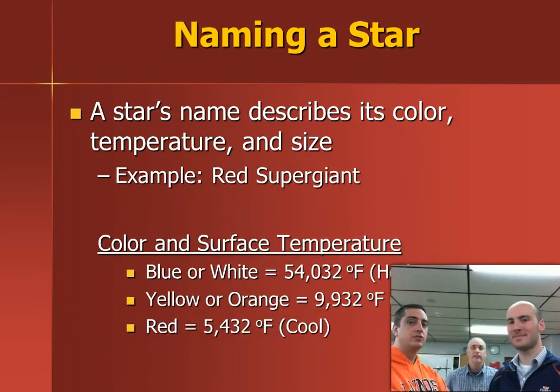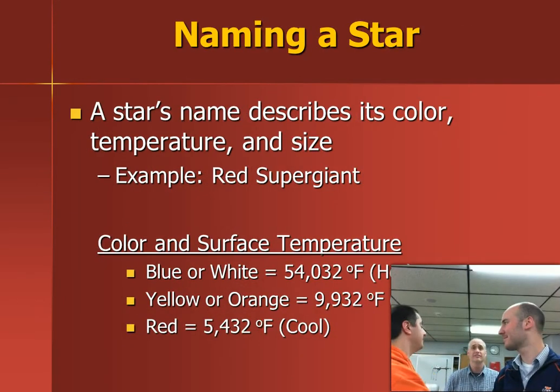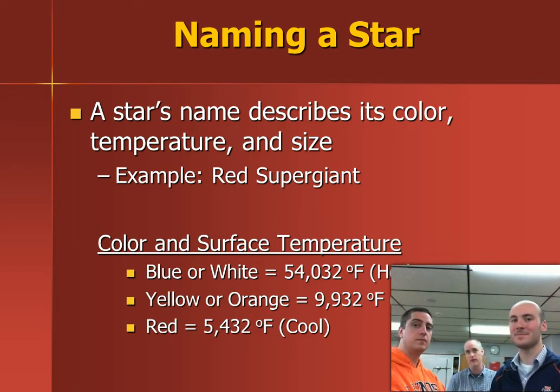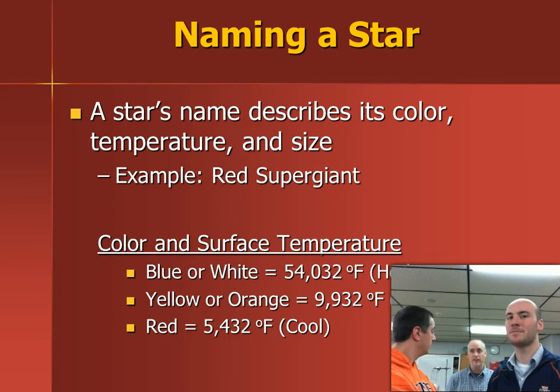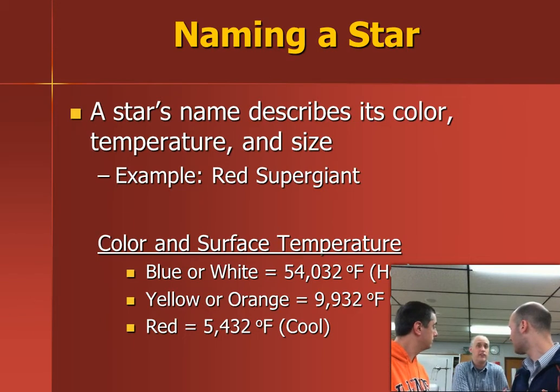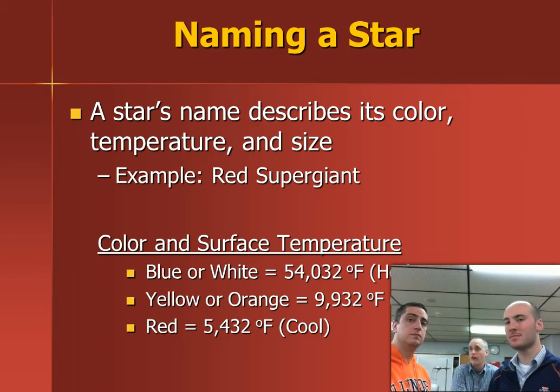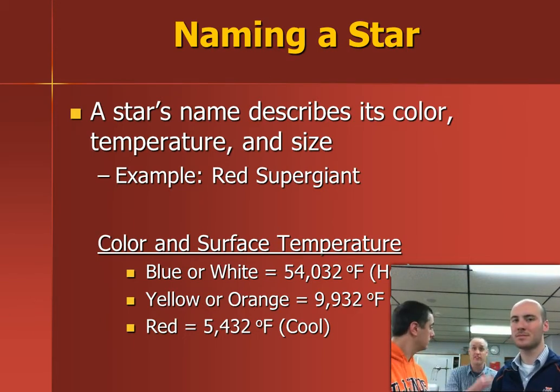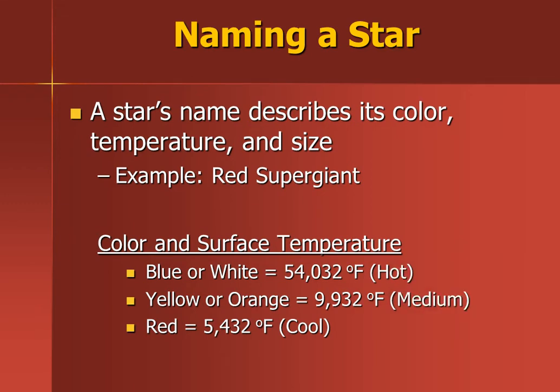So, Mr. Harkins, can you please tell me, how do we actually name a star? We name a star based off of its color and the surface temperature. So you will see things where they'll take into account the size, temperature, and color, and you'll get things like the red supergiant, white dwarf, different things like this, which have to do with color and size.